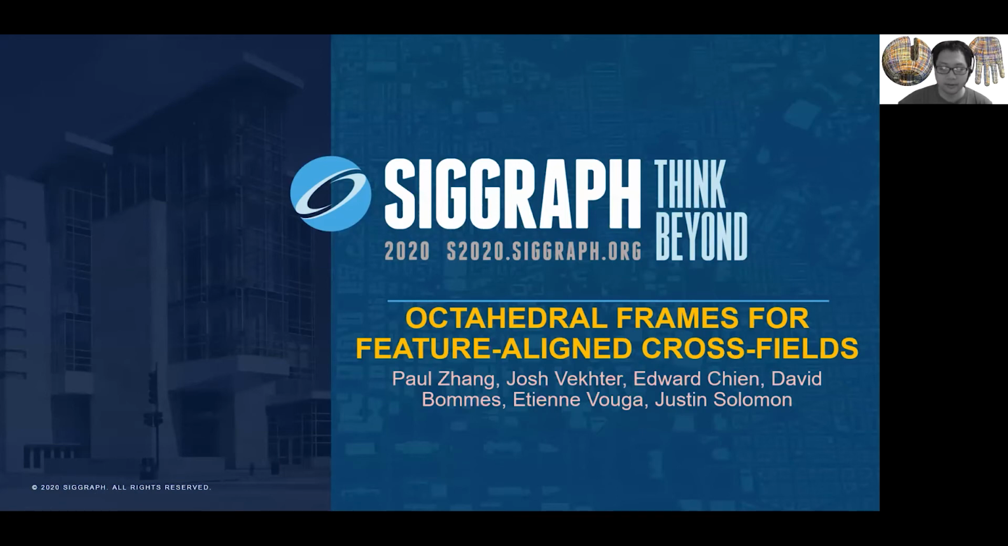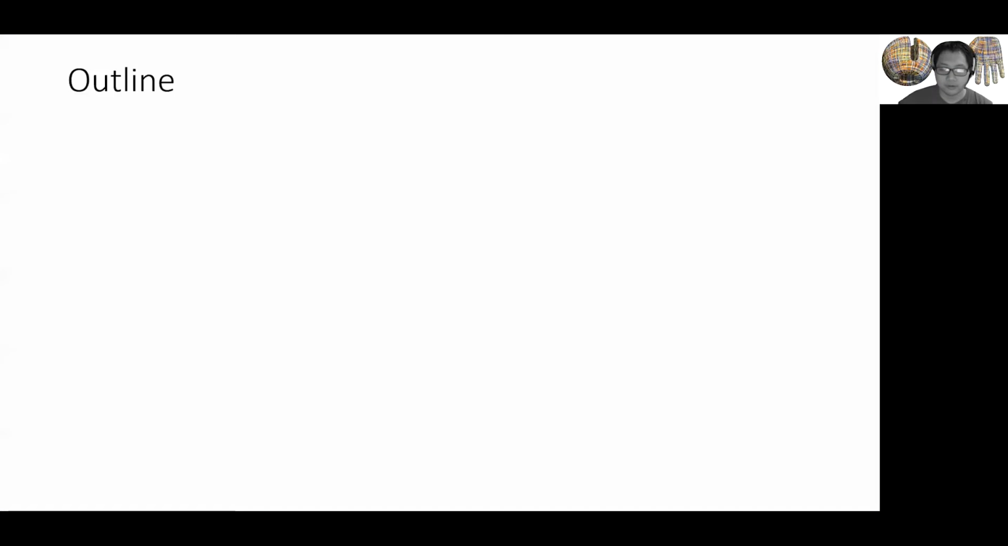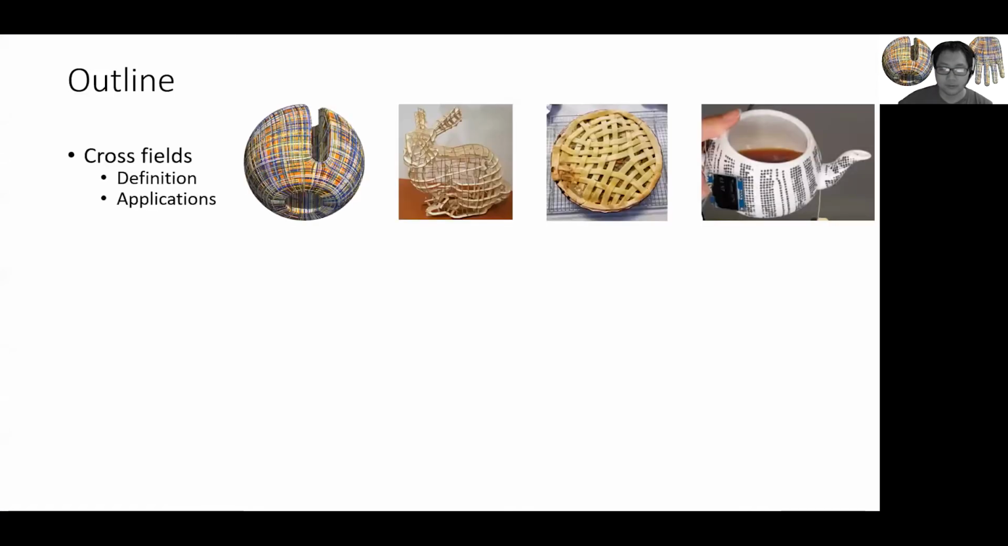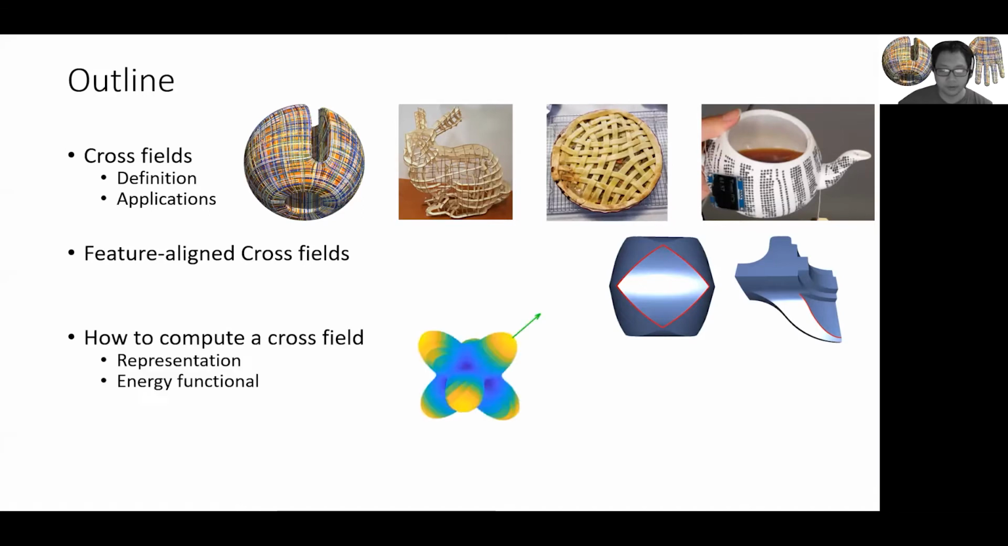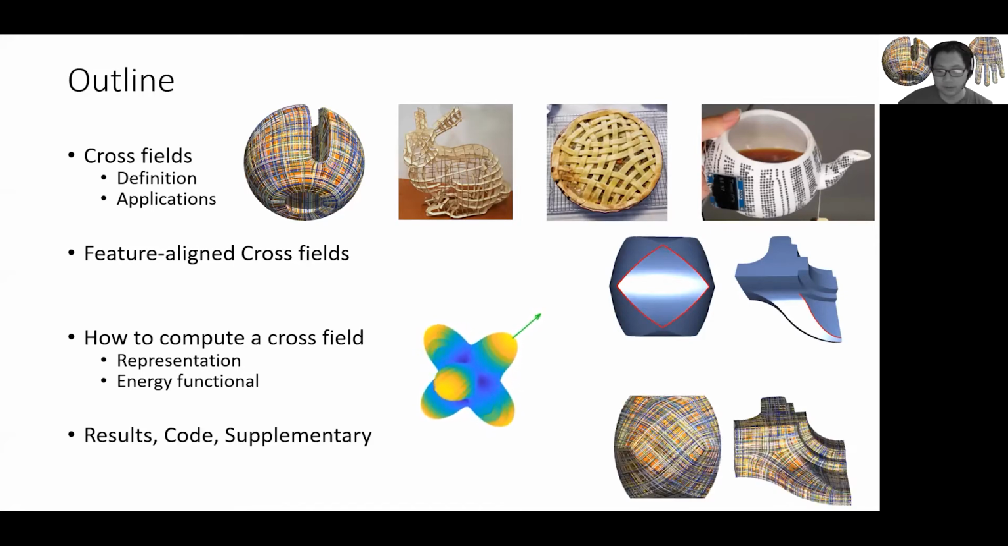I'm Paul Zhang, graduate student at MIT, and I'd like to share with you some work we've been doing on computation of crossfields. The structure of this talk will be as follows. First, I'll define a crossfield and demonstrate its usefulness in a variety of ways. Then I'll show that despite the widespread use of crossfields already, existing crossfield methods are still insufficient for certain purposes, namely feature alignment. I'll go into detail about our new algorithm for computing crossfields and how it relates to previous methods. And finally, I'll show how our method solves the feature-aligned crossfields problem.